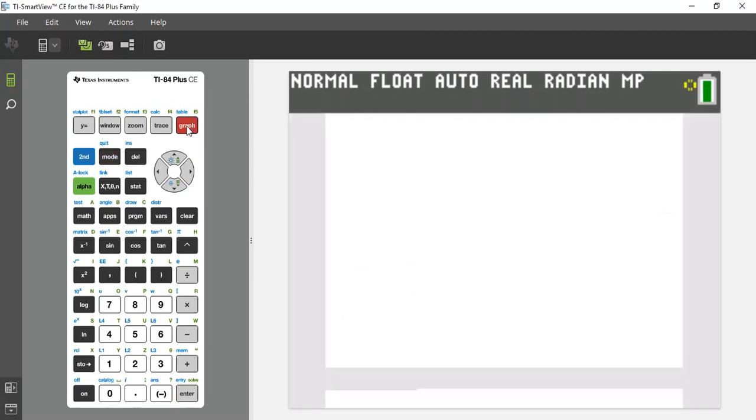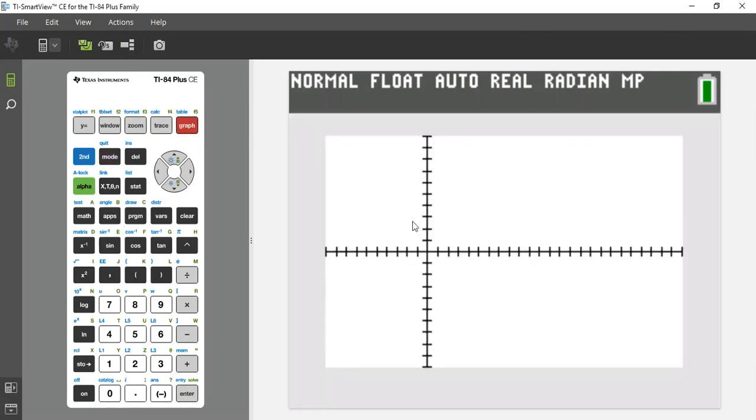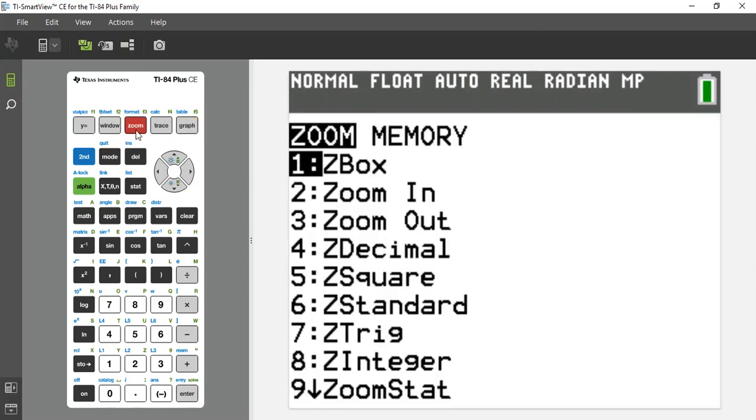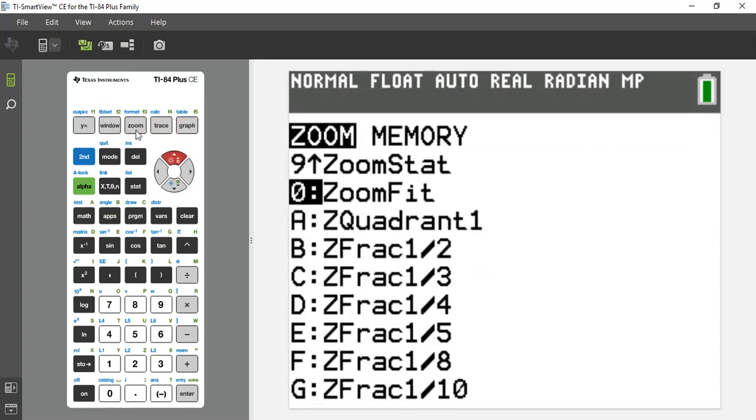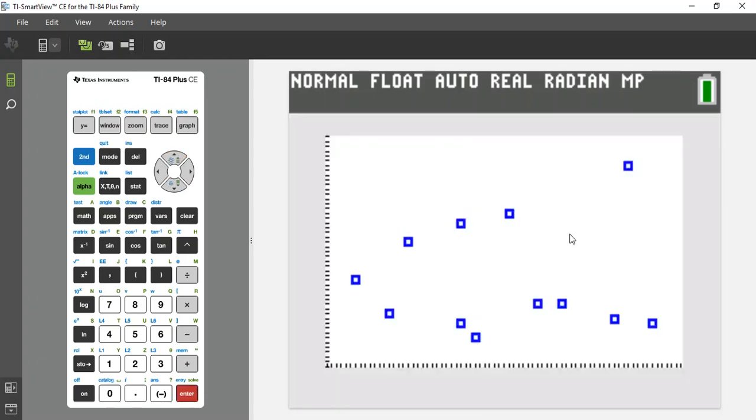If you hit graph, depending on how your graph is set up, you might be able to see a couple points, but in order to make sure the window fits your information, go to Zoom and go down to ZoomStat, number 9. This will take whatever you have in your list and automatically change your window accordingly. So we can tell even from here that we don't have much of a trend at all.